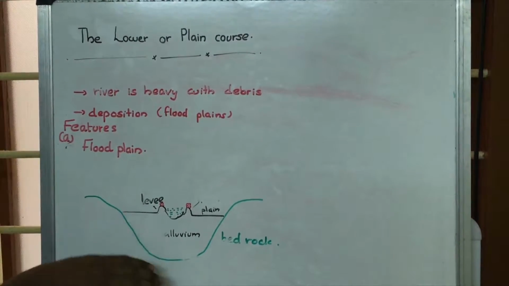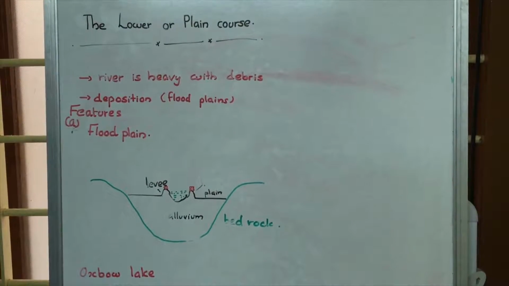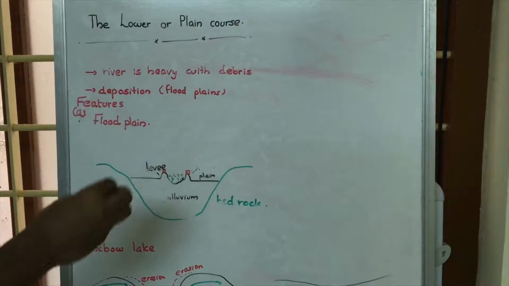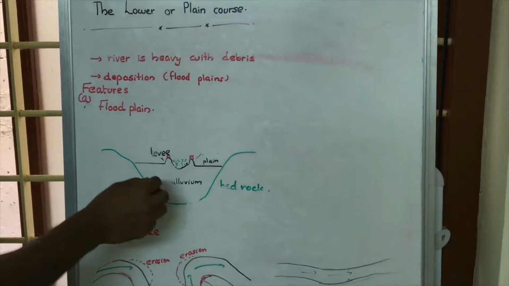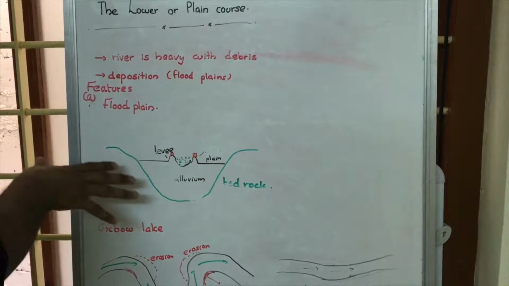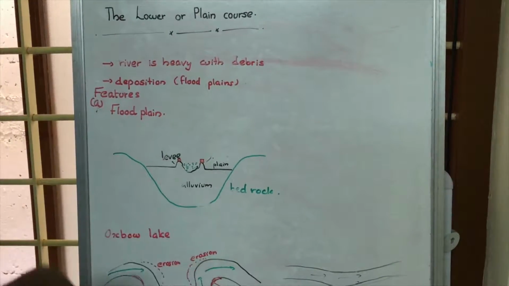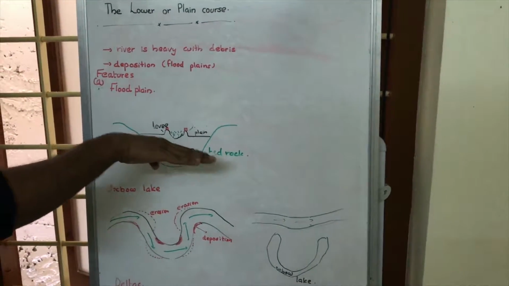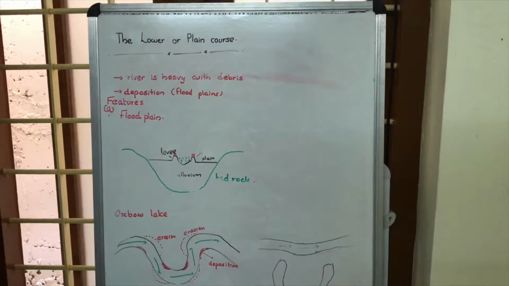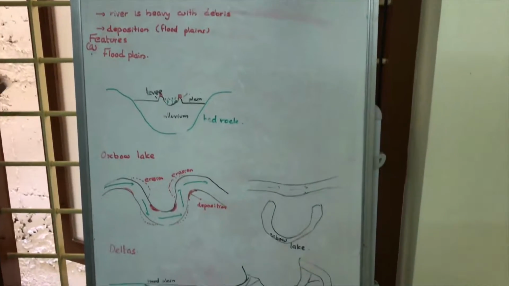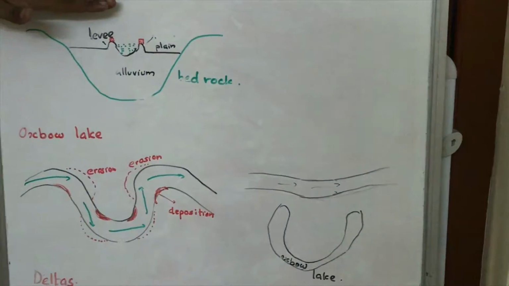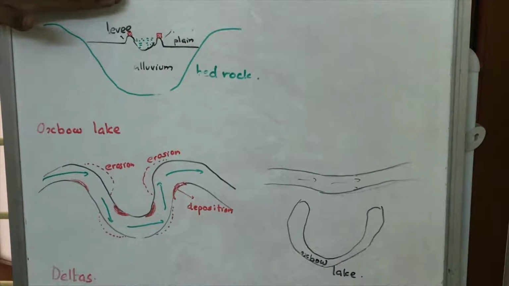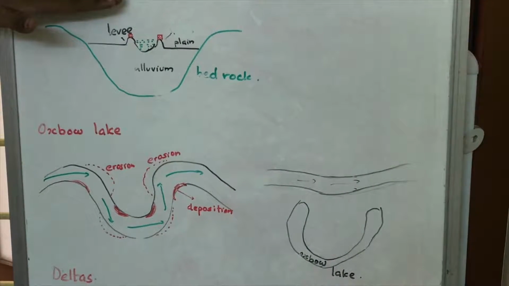And so as time proceeds, each time at a particular season there will be flood, and during that flood a particular layer of material will be deposited, and as time proceeds this plain will be rising its level. The level of this plain will be rising. And so it gives a certain feature called floodplain. So floodplain is rich with alluvium, and usually these floodplains are used for agriculture and all.